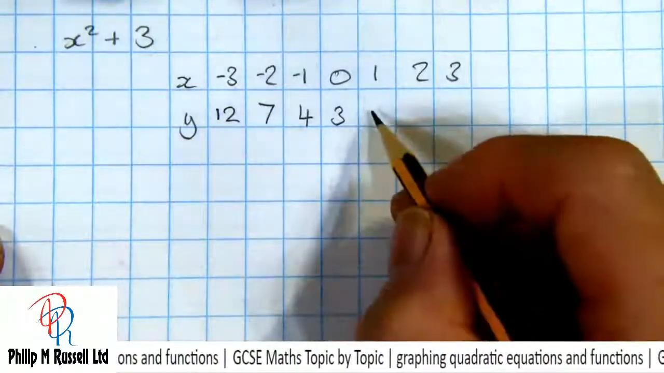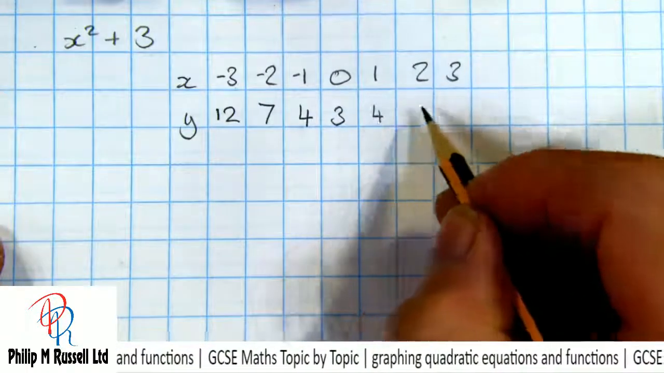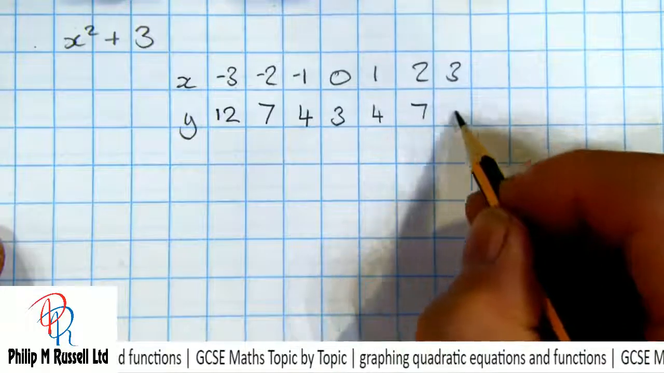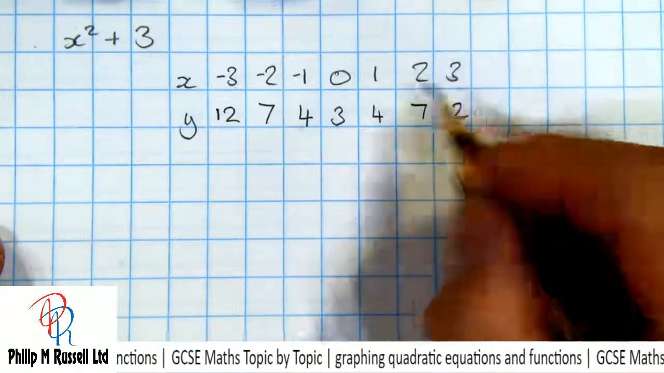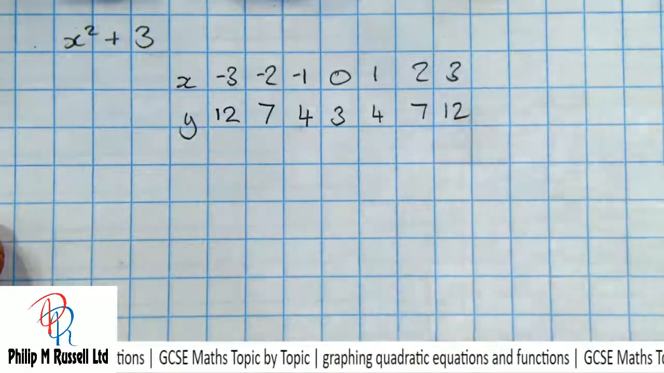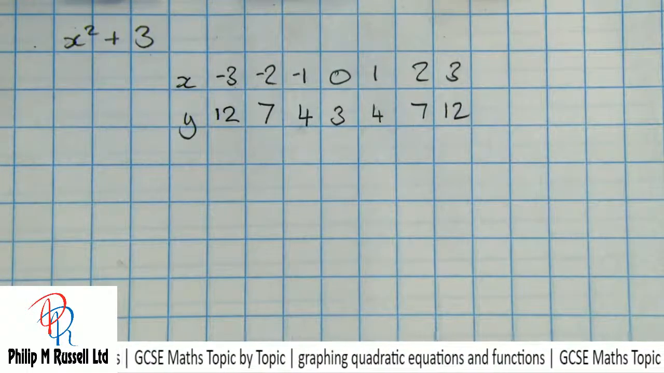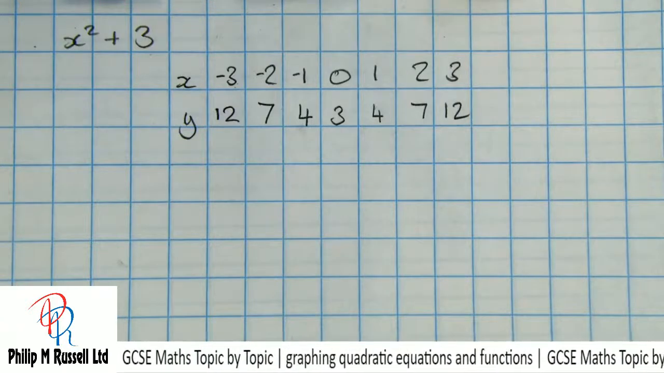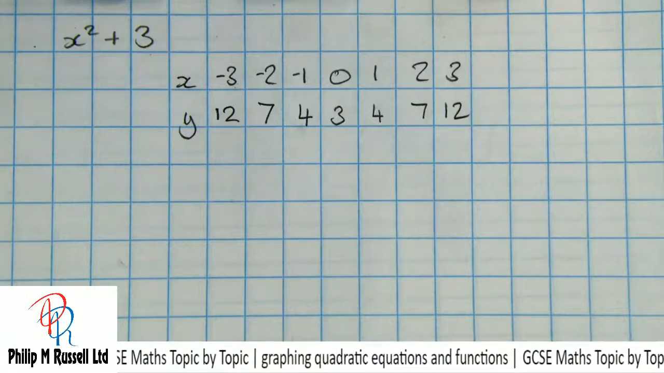And then this side is going to be the same as the other one. It's going to be a symmetrical graph. Just to give you an example, 3 3s are 9, plus 3 gives us 12. So there's our symmetrical graph. And what we want to do now is use a ruler to try and draw these.